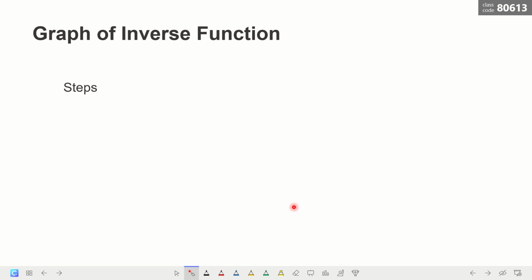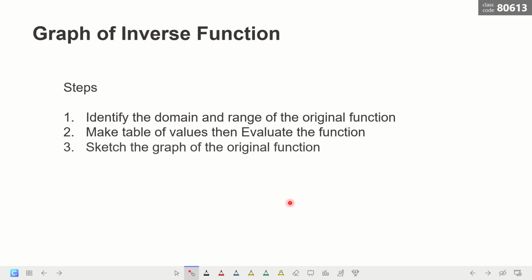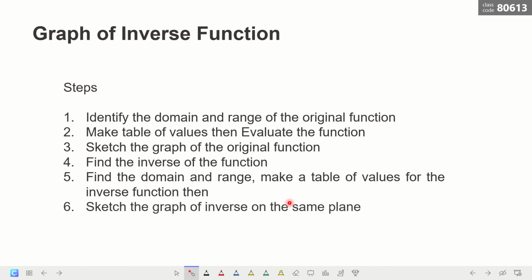Okay, so these are the following steps. So, identify the domain and range of the original function, make table of values, then evaluate the function, sketch the graph of the original function, find the inverse of the function, find the domain and range, make a table of values for the inverse function, and then sketch the graph of the inverse on the same plane with respect to the y is equal to x line.